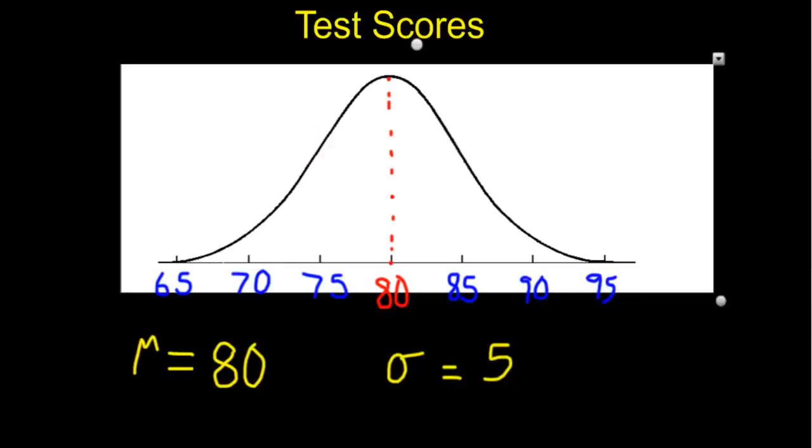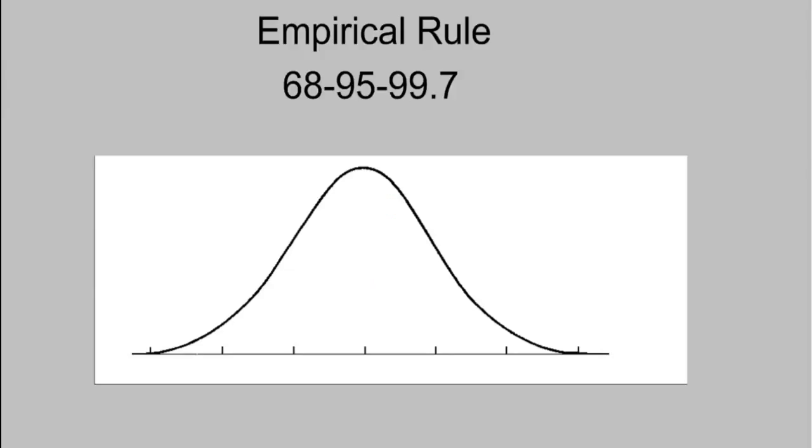Now that we have the standard deviation and the mean on our normal curve, this leads us to the empirical rule. The empirical rule is the 68, 95, 99.7 rule. What this rule states is that 68% of the distribution is within 1 standard deviation from the mean, 95% of the data is in between 2 standard deviations from the mean, and 99.7%, or almost all of the data, is in between 3 standard deviations of the mean. Let's take a look at what this looks like on our normal curve.